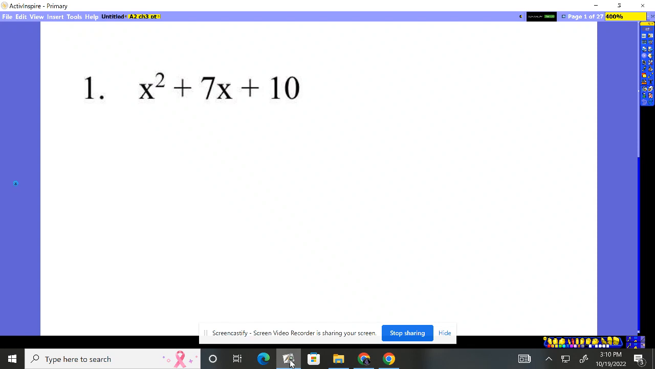Problem one, it wants us to factor this. So we have a trinomial, three pieces, and we're trying to break it into the product of two binomials. We always will start with that back number and say, hey, what multiplied together to give us this 10? It had to either be 1 times 10 or 2 times 5.